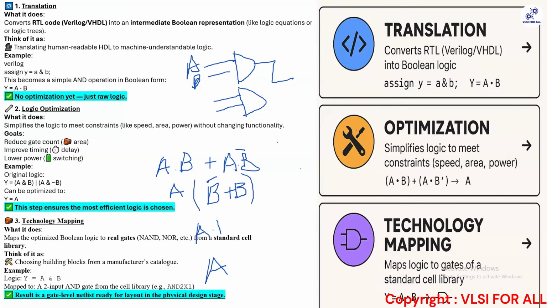Then every MCMM is made up of this. At the initial stage I gave you the different modes in which the design works. Very broadly, I stated two modes. One is your functional mode and second is your scan or shift mode, or you can call it debug mode. Along with this, when you combine it with the different PVTs, this becomes your corners.